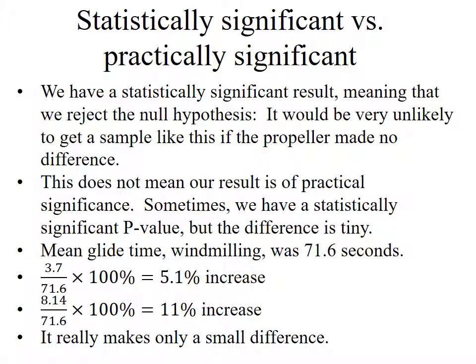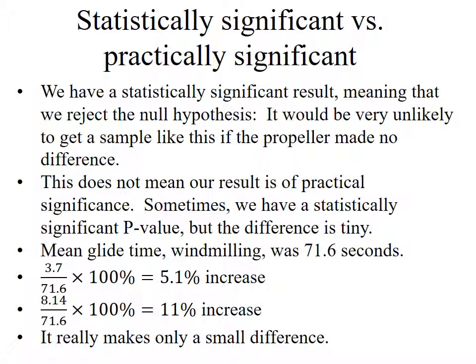When you're gliding down, your engine is conked out and you're trying to glide as far as possible, and you're doing a glide where it's going to take, I don't know, a minute or a minute and a half. Is 3, 4, 5, 6, 7, 8 seconds going to make a big difference? Our p-value was highly significant. I'm not so sure that while this is of statistical significance, it is of practical significance.